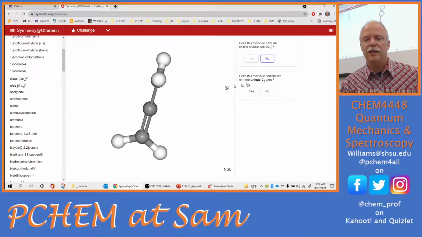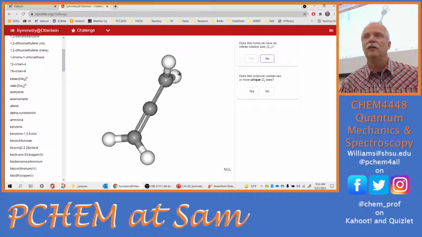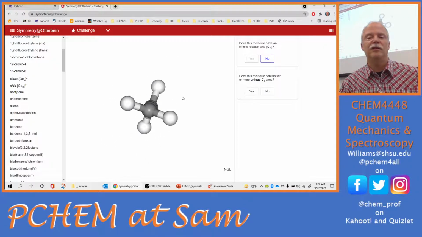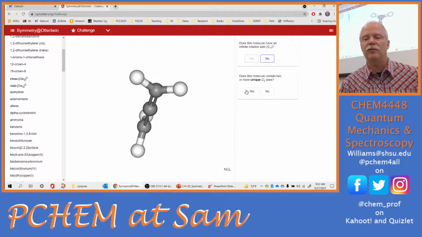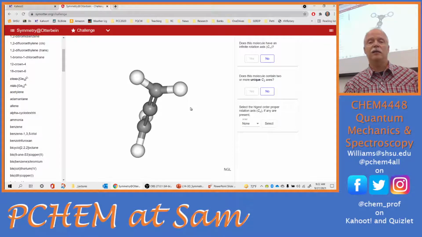Does this molecule contain 2 or more unique C3s? It doesn't have any threefold symmetry at all. Right? It's got 3 carbons, but it's not a rotational axis that would rotate those 3 carbons. So there's no threefold symmetry at all. So we would say no. And if you say, wait a second, do that question again or explain it, please raise your hand.